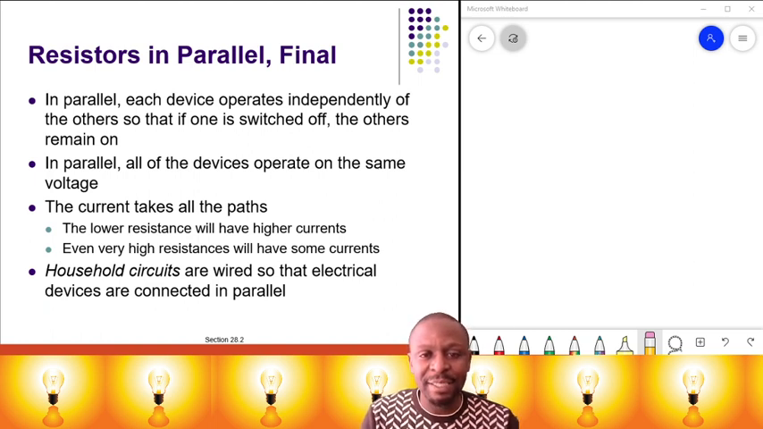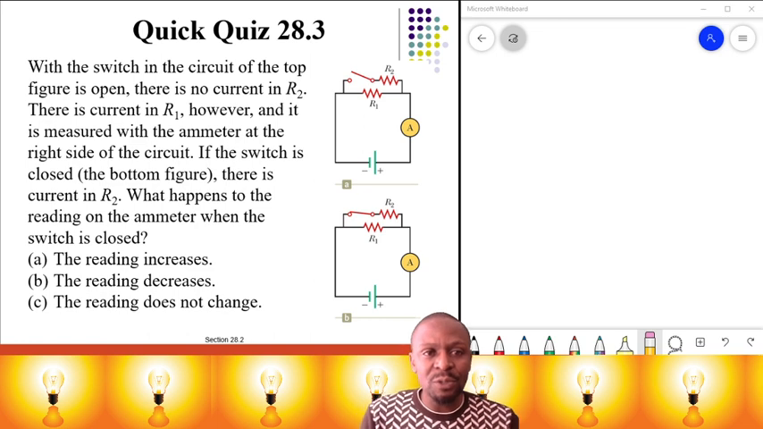The current takes all the paths. The lower resistance will have higher current. Even a very high resistance will have some current. For example, household circuits are wired so that electrical devices are connected in parallel. And this is one of the questions that we were asked in your Ohm's law practical, the online practical on Ohm's law. I think one of the quiz questions was asking you about the connection in your household circuits.